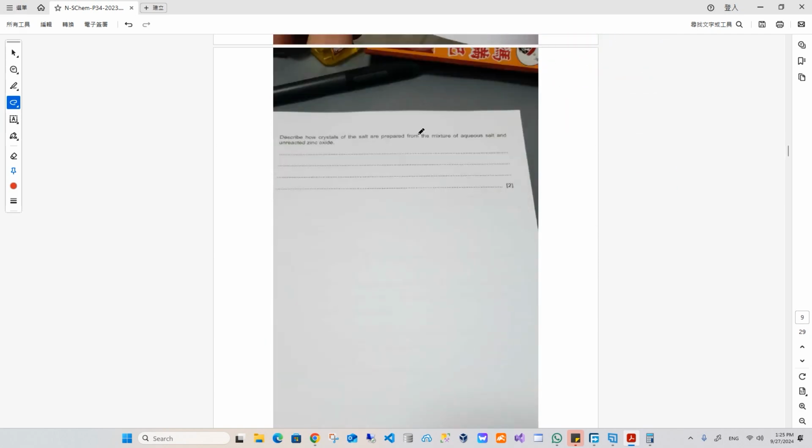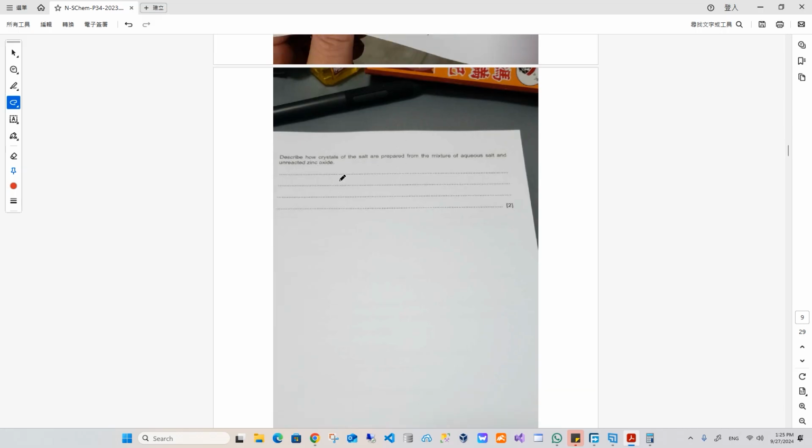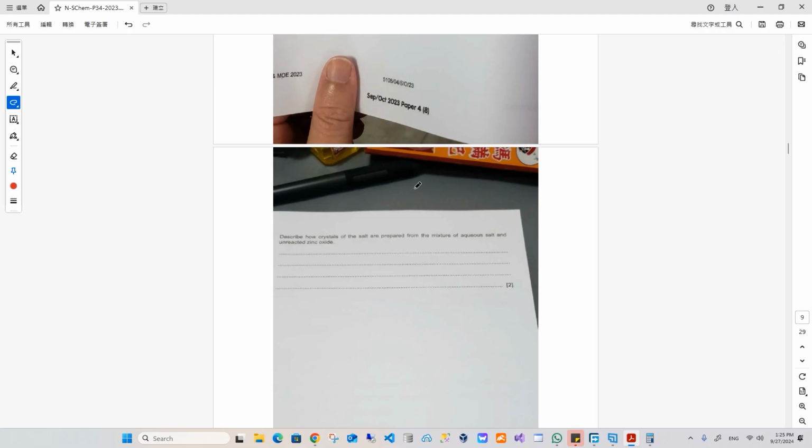Describe how crystals of the salt are prepared from the mixture of aqueous salt and unreacted zinc oxide. Okay, so zinc oxide mixture of the salt and unreacted zinc oxide. So that means I have a zinc chloride and zinc oxide mixture. I got to prepare the salt. I only want zinc chloride. I don't want zinc oxide.